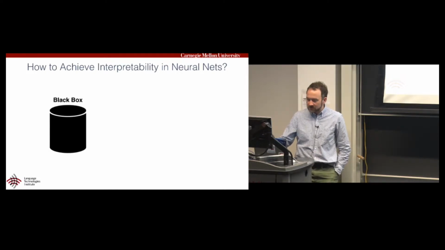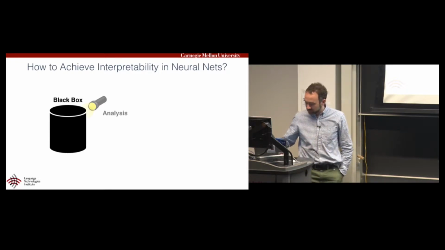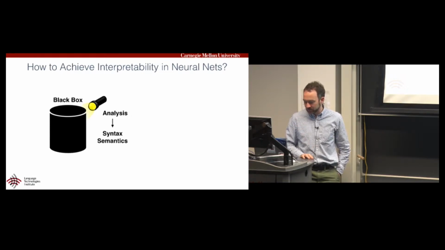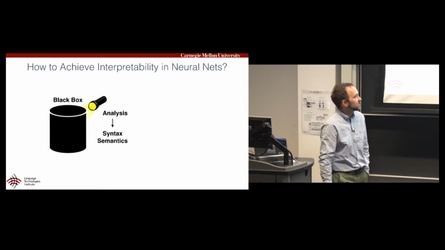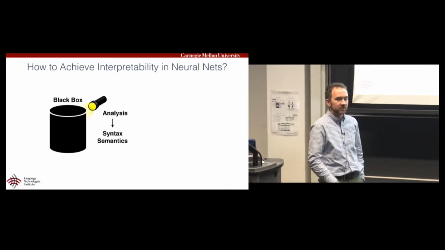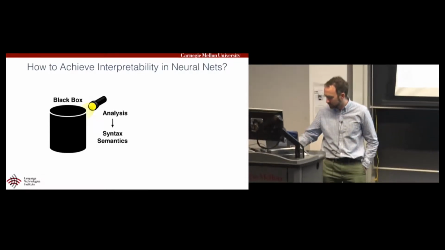And this example is basically you take a black box neural network and you do some sort of analysis over this neural network, like looking at the gradients that feed back into an image. And from this, you achieve something interpretable. In this particular case, I'm going to be talking about language. So some examples of things are syntax and semantics. But it could also be image patches that influenced your decision, et cetera.